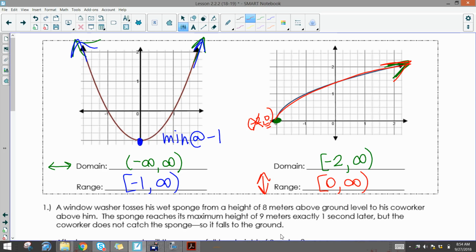Okay, so you guys use arrows, especially when you're doing domain and range, but you really got to slow down here and think, okay, domain's left and right, range is up and down.